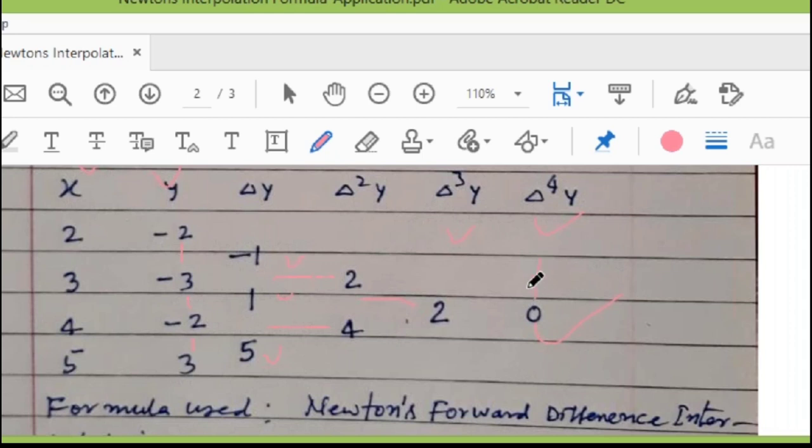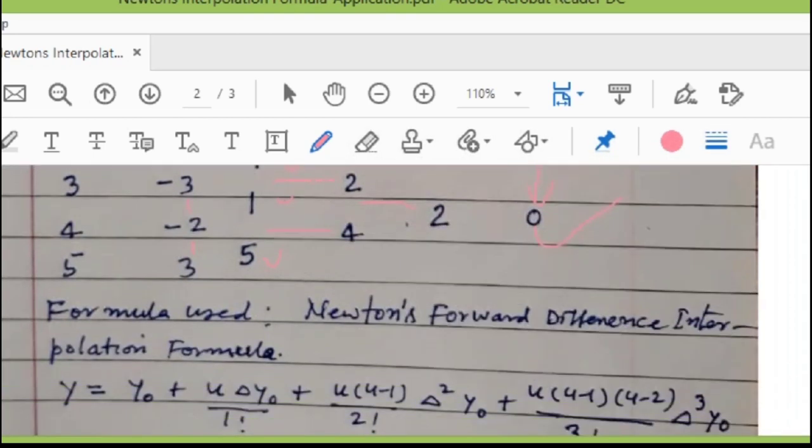So we need not go to the next one. Okay. The formula used here is Newton's forward difference interpolation formula.